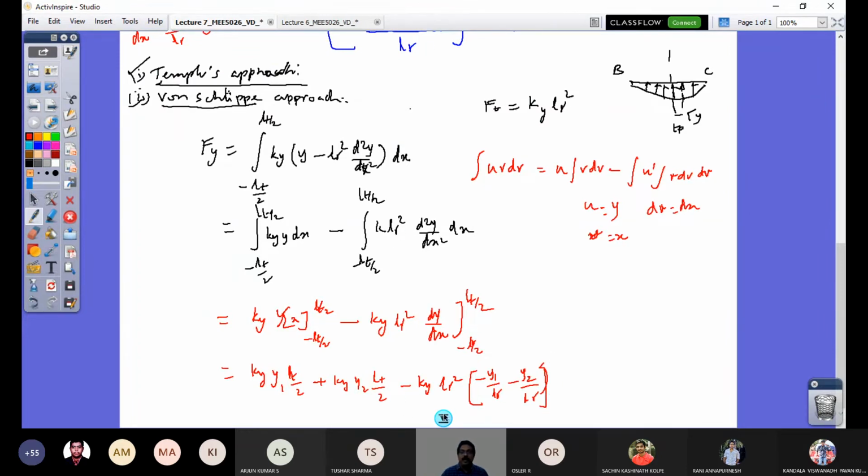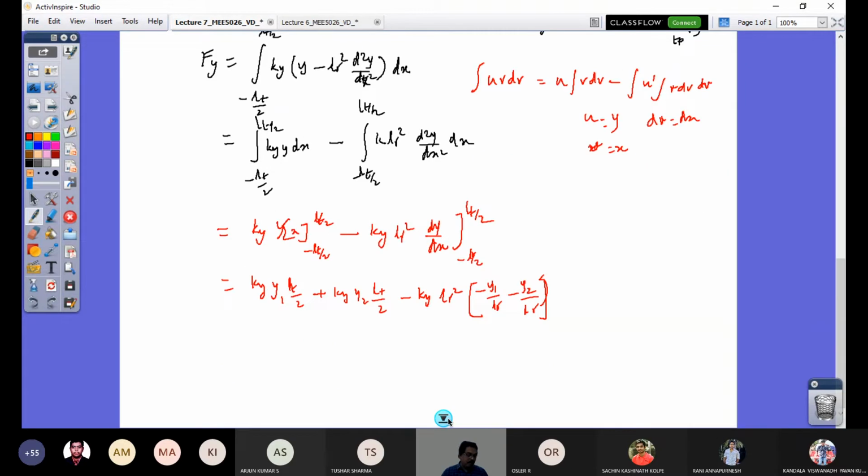This is essentially integration by parts that we are doing. So now I would be able to simplify further. Simple. So I have ky LT by 2 in this common, if I take out.